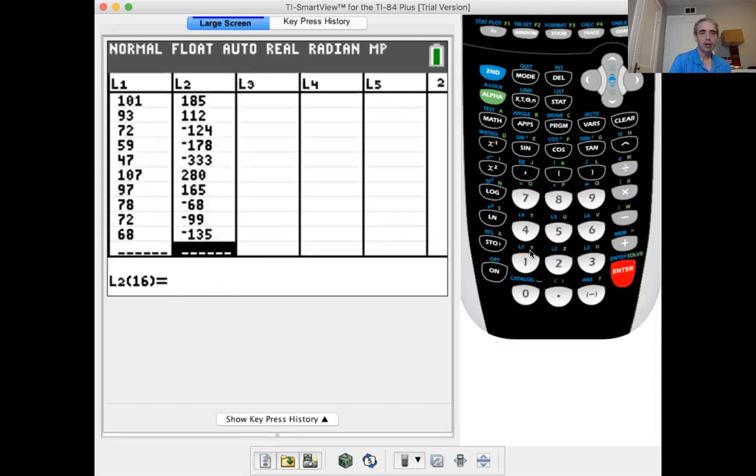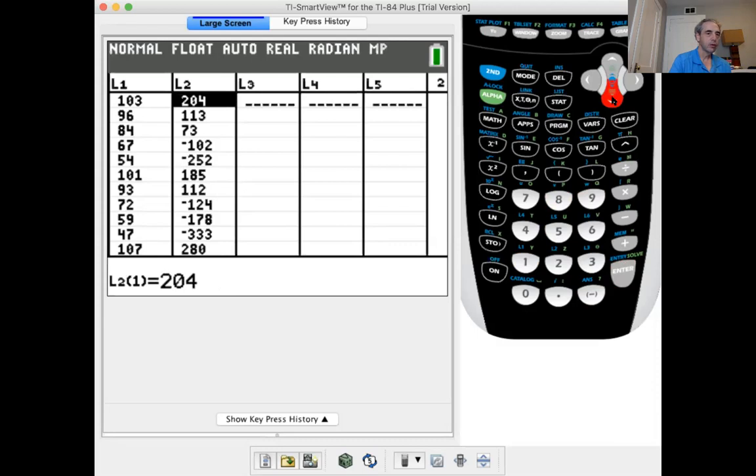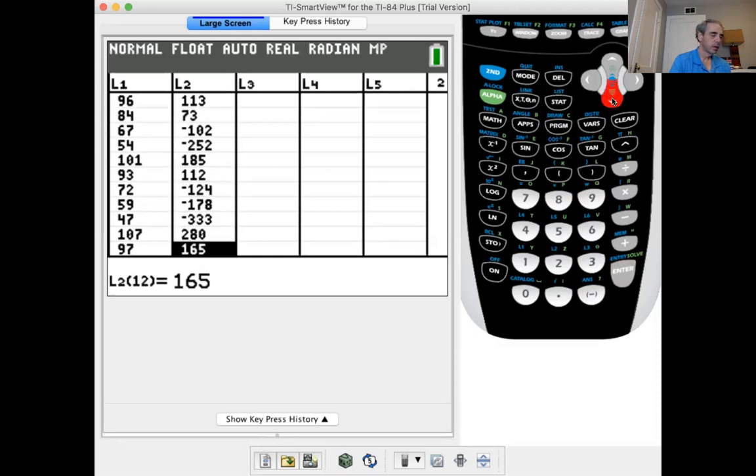Okay, and again, I'm going to take a quick look to make sure I typed all those in correctly. 204, 113, 73, negative 102, negative 252, 185, 112, negative 124, negative 178, negative 333, 280, 165, negative 68, negative 99, negative 135. Okay, so those are all in.